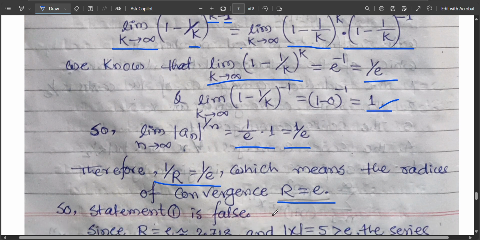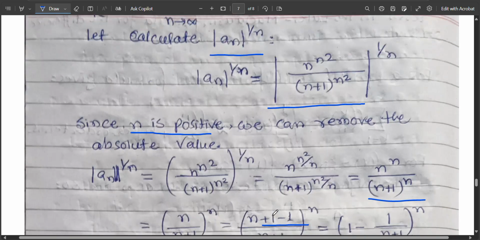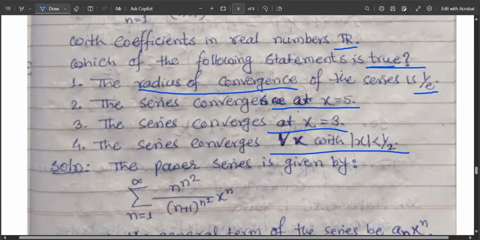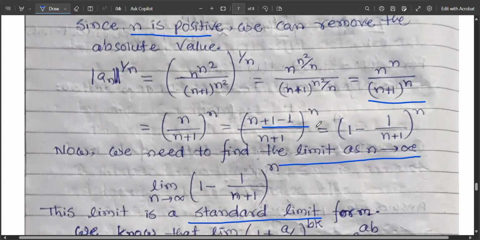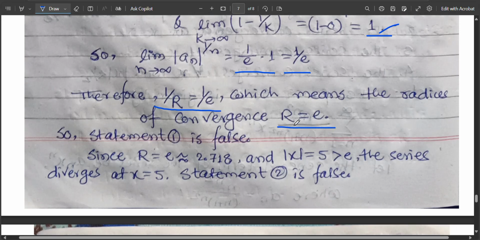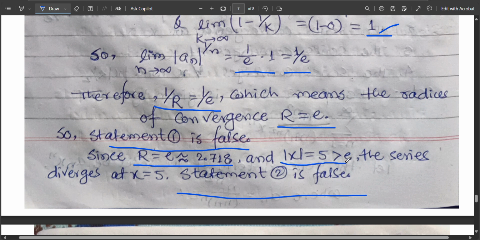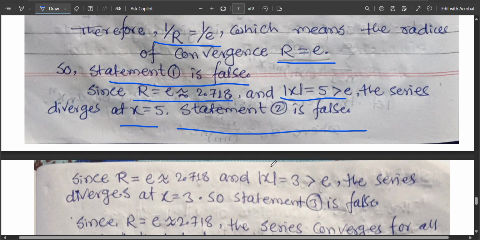So now we will verify the statements. The first statement says the radius of convergence of this series is 1 by e. This is false because the radius of convergence came out as e. So statement 1 is false, and we also know the value of e is 2.718. The second statement is also false because norm of x is 5, which is more than e. If it is more than e, the series diverges at x equal to 5. It converges when x is less than e, otherwise it diverges. So statement 2 is also false.